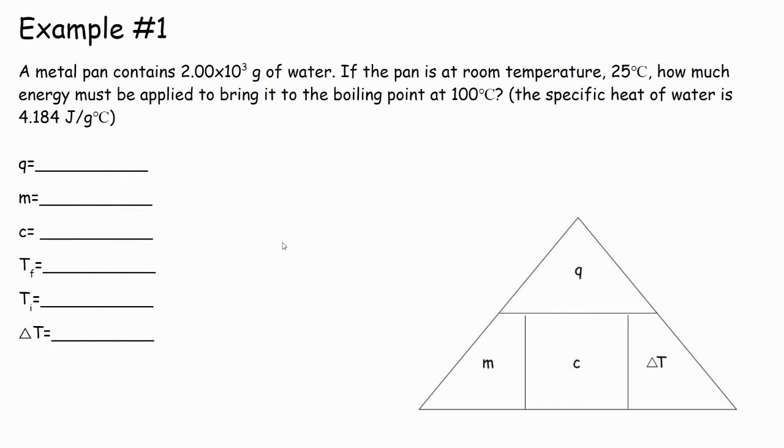Okay. All right, so here we go. Example number 1. A metal pan contains 2.00 times 10 to the 3 grams of water. If the pan is at room temperature, which is 25 degrees Celsius, how much energy must be applied to bring it to the boiling point at 100 degrees Celsius? Specific heat of water is 4.184 joules per gram degree Celsius.